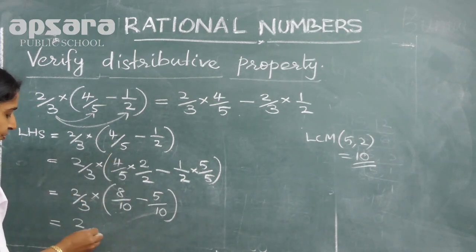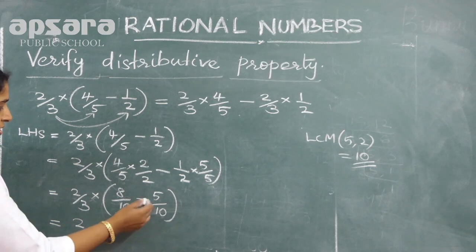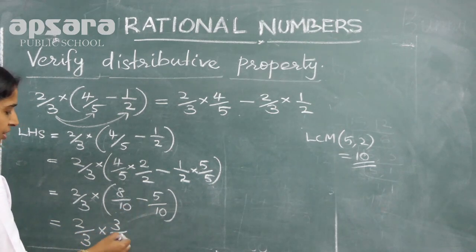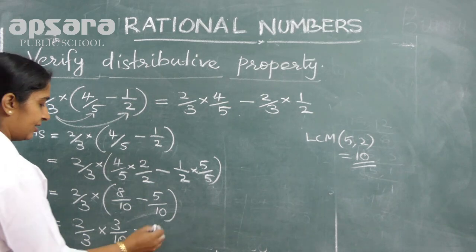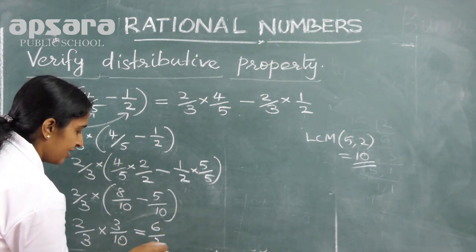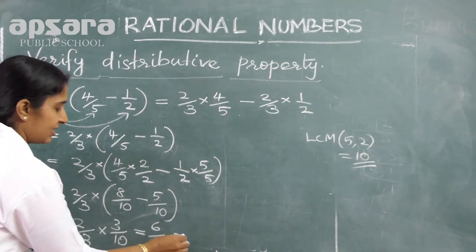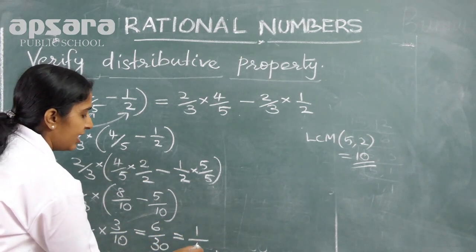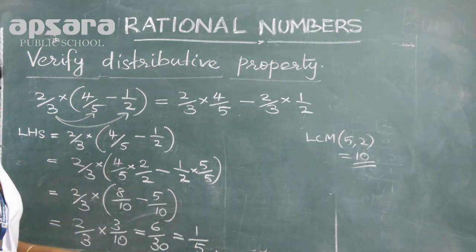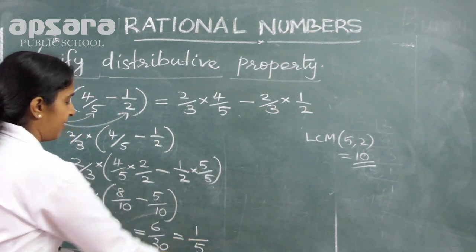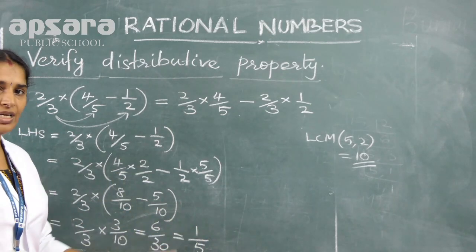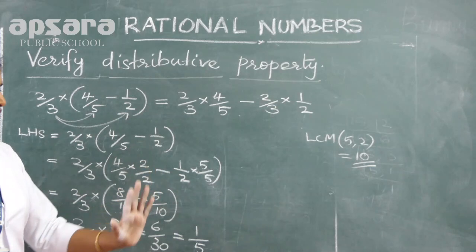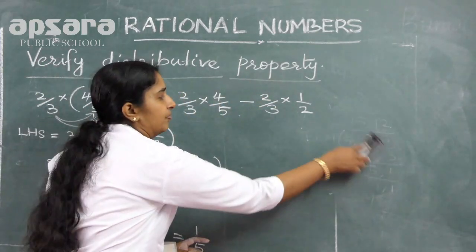So multiply 2 by 3 with 3 by 10, which is equal to 2 3s are 6, 3 10s are 30, 6 by 30, or it is equal to 1 by 5. Okay, 1 by 5. 6 by 30 equal to 1 by 5. If you simplify, it will be 1 by 5. Now let us take the RHS.